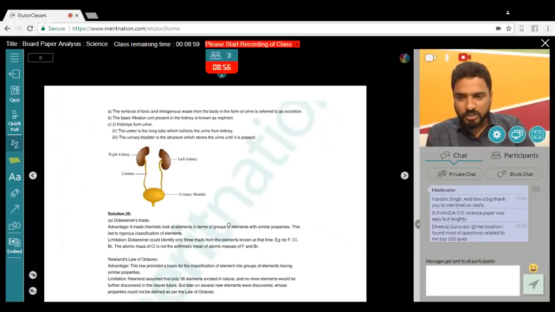Okay, the other part of this one is what is excretion, and what is the basic filtration unit which is present, that is your nephron, for this particular B part of this question, that is in the kidney.